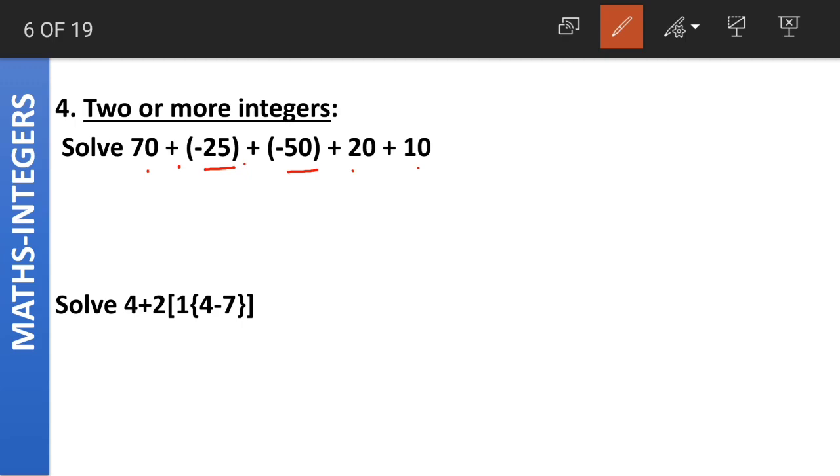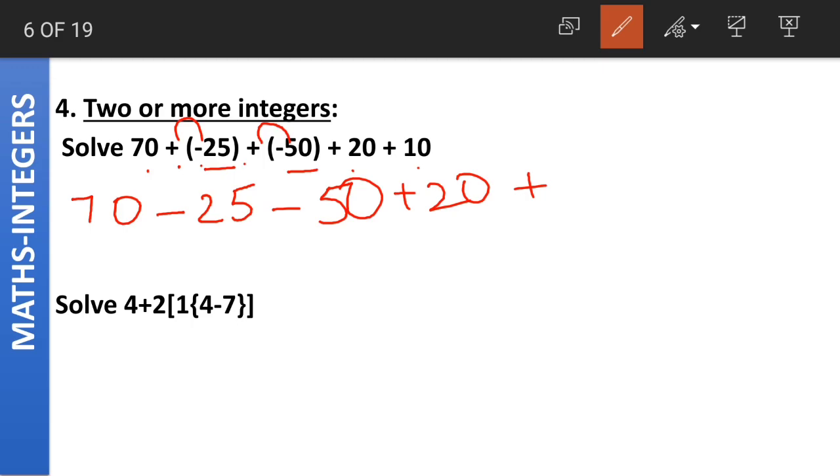Now, how to solve this? First, let us remove the brackets. To remove the brackets, we have to multiply the signs. 70 plus into minus becomes what? Both the signs are different, so the answer will be minus. Plus into minus is minus. We have the number 25. Again plus into minus becomes minus. We have the number 50 plus 20 plus 10.